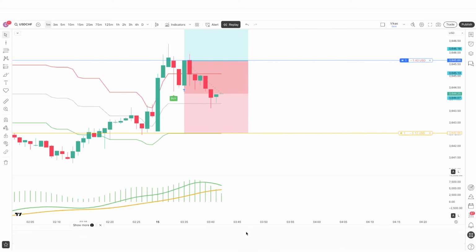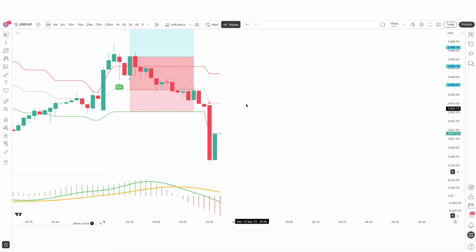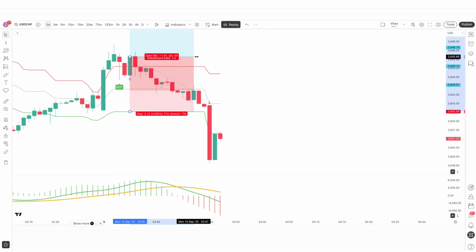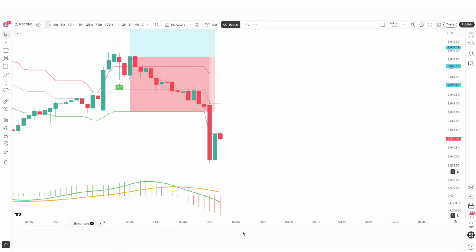Let's see what happens to our trade. We have lost this trade. Never mind, sometimes it happens in the market. We must remember one thing, that no strategy works 100% in the market.